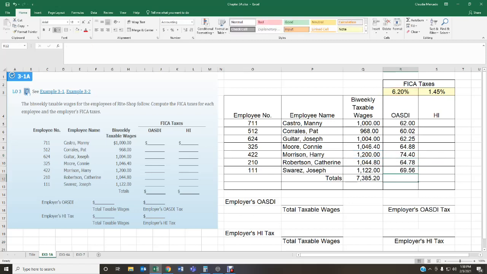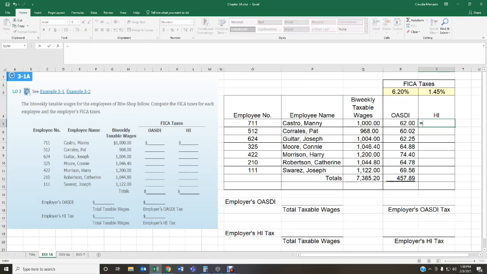Now that I've gotten all my calculations, I can sum. I'm going to do sum because I want to add everything in this column right here, and I'm going to get my total. So my total is 457.89. I'm going to do the same thing for my HI.